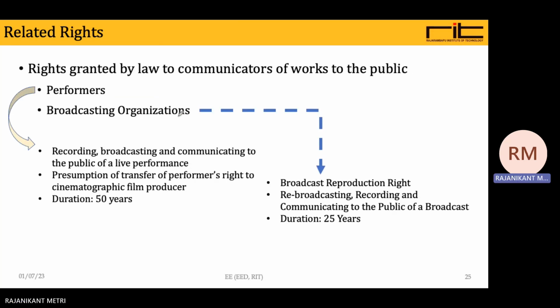Now, the second part, related rights: rights granted by law to communicators of works to the public. Again, here 2 points, mainly performers and broadcasting organizations. Under performance: recording, broadcasting and communicating to the public of a live performance. This is the right. Then presumption of transfer of performance rights to the cinematograph film producer, and generally this duration is 50 years from the publication.